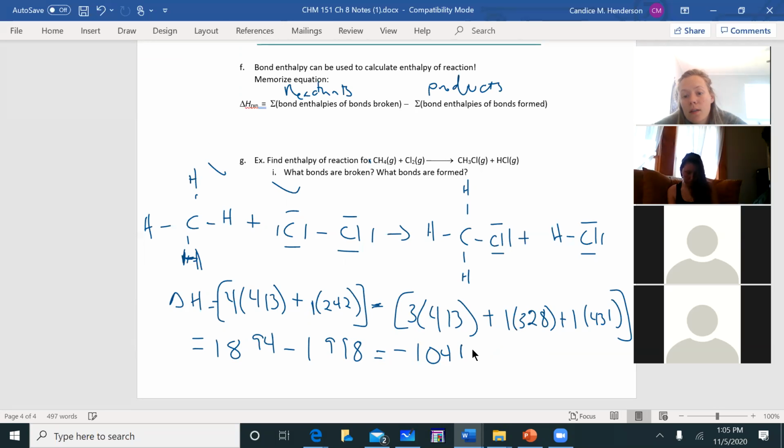And the units on this are kilojoules, or kilojoules per mole. This is exothermic. Okay, because we have a negative value. So if I run through this chemical reaction, I will actually produce heat. And you can figure that out from those values on the chart.